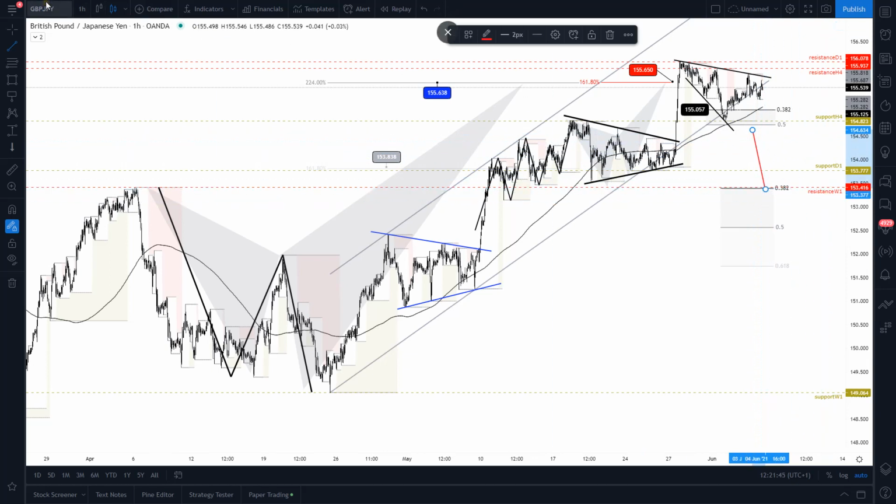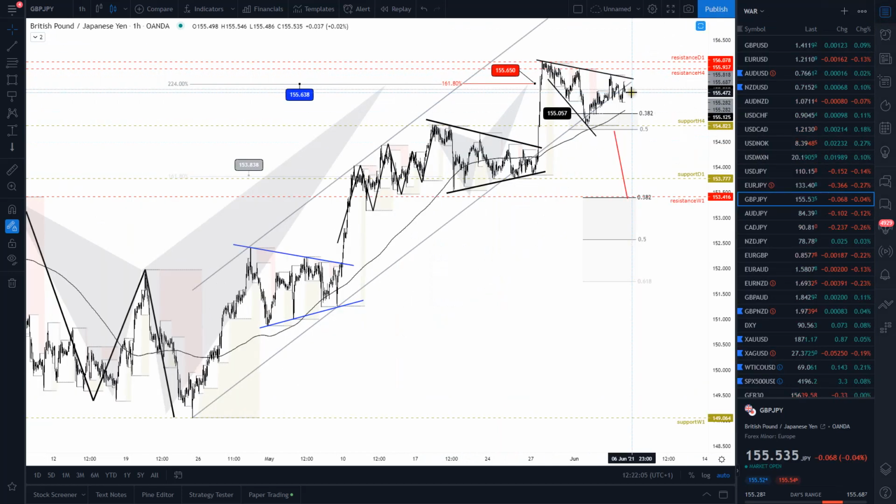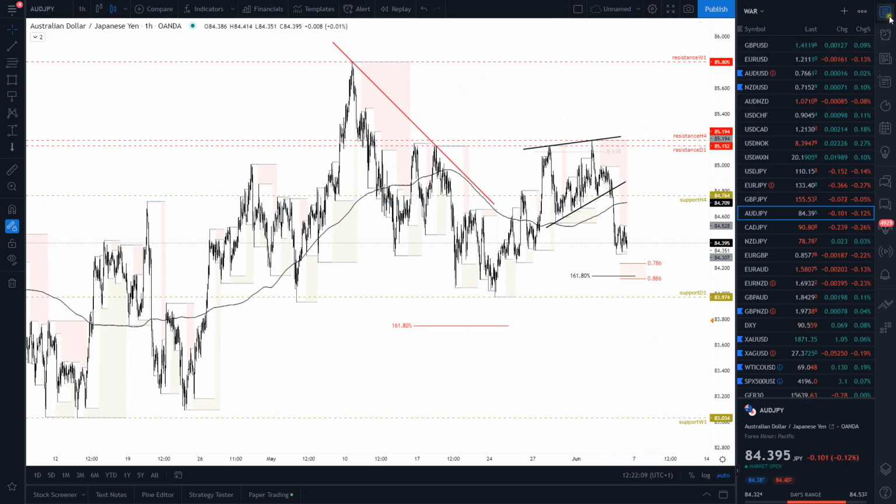So pound versus the yen, all the strength for the yen should trigger more downside for everything that is related to the yen. Of course, everything versus the yen should trade lower if that is the case. I can be wrong, but based on the pattern that we have, I'm expecting to see the yen pairs trading lower.